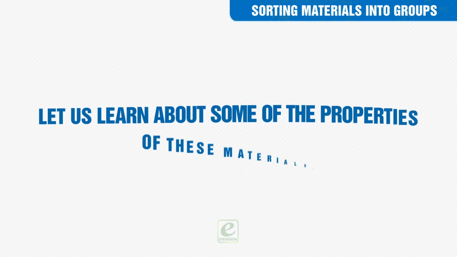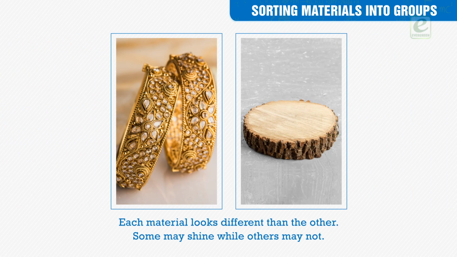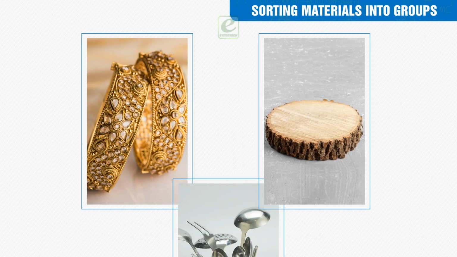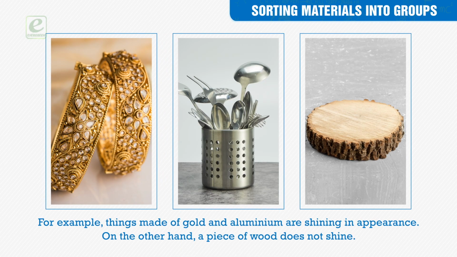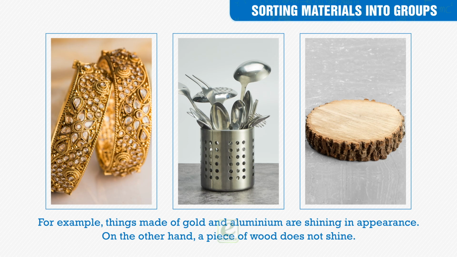Let us learn about some of the properties of these materials. Appearance. Each material looks different than the other. Some may shine while others may not. For example, things made of gold and aluminium are shining in appearance. On the other hand, a piece of wood does not shine.